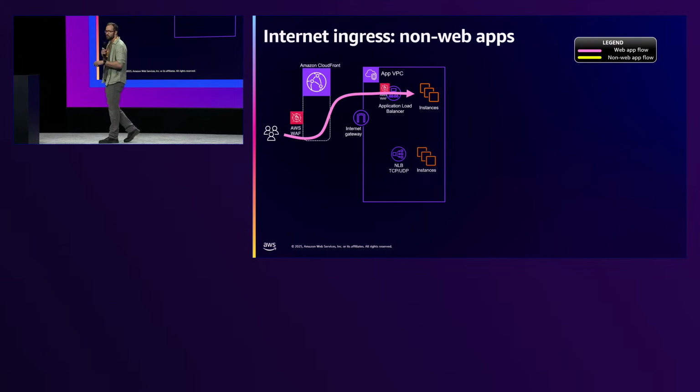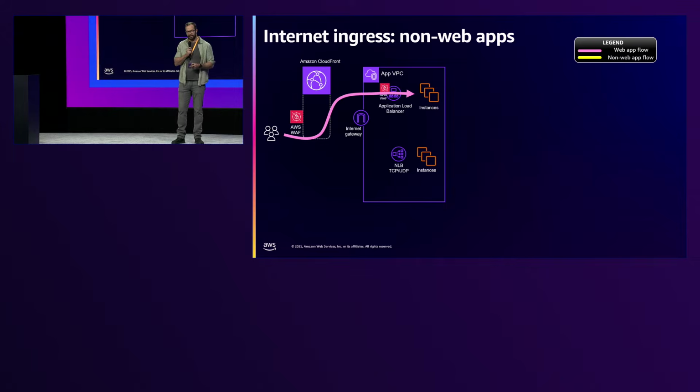Now, but that is for web applications. What if you have applications that are not HTTPS? Right? What if you have TCP, UDP applications? Maybe you put them behind the network load balancer, or maybe they're directly facing the internet. What do you do with that traffic?